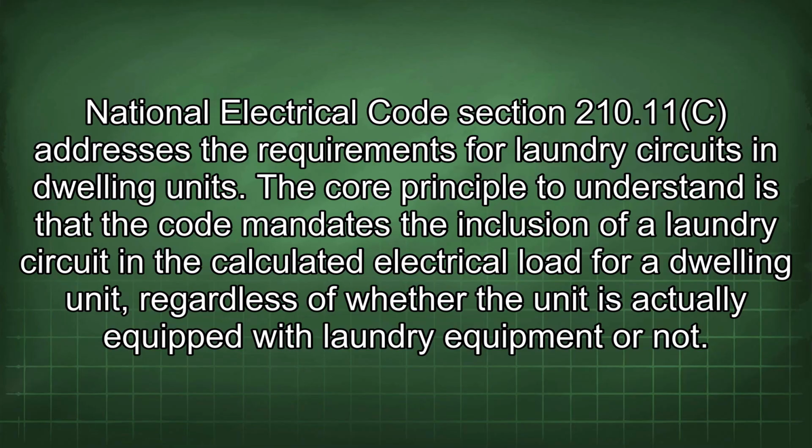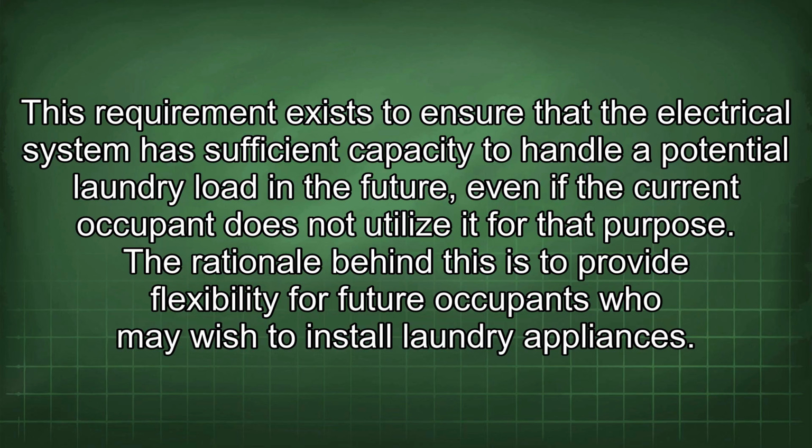National Electrical Code Section 210.11(C) addresses the requirements for laundry circuits in dwelling units. The core principle to understand is that the code mandates the inclusion of a laundry circuit in the calculated electrical load for a dwelling unit regardless of whether the unit is actually equipped with laundry equipment or not. This requirement exists to ensure that the electrical system has sufficient capacity to handle a potential laundry load in the future, even if the current occupant does not utilize it for that purpose.